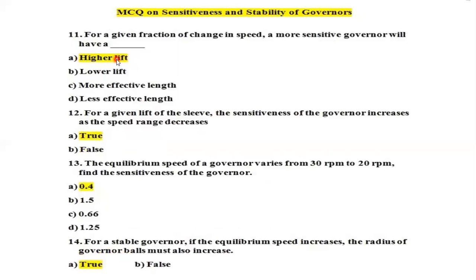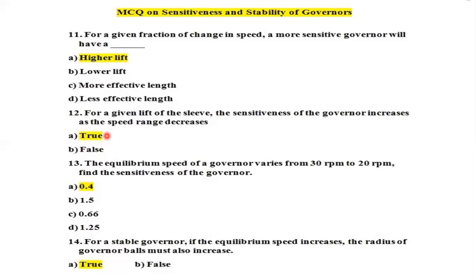And next thing is higher the lift, right? So we know very well, for a given fraction of change of speed, for an independent governor, the greater the lift of the sleeve will be corresponding to the change of speed, and in turn corresponds to greater stiffness. So the change of speed is directly proportional to the stiffness, directly proportional to the sleeve lift. So answer will be higher lift. So next one, we need to know for the given lift, right?